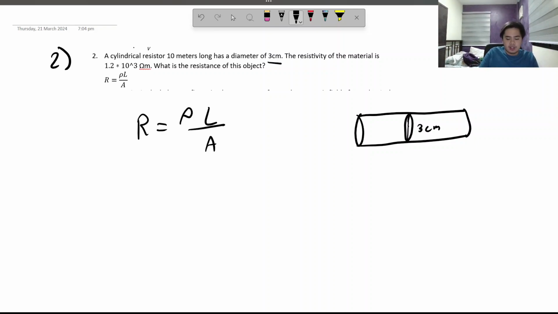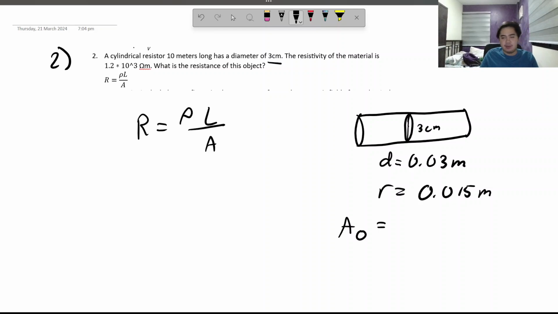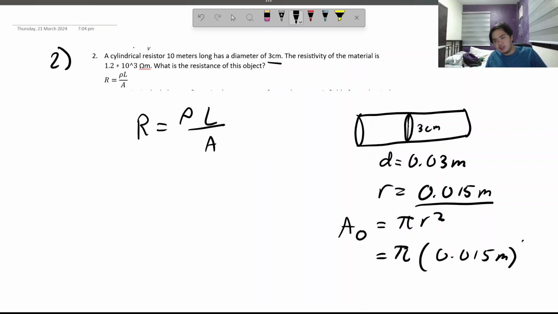Okay, 3 centimeters in terms of meters is 0.03 meters. That is the diameter. The radius should be 0.015 meters. Alright. So the area of a circle, I hope you still remember this from elementary, is pi r squared. And we have r here, so pi times 0.015 meters squared. Input that in your calculator.